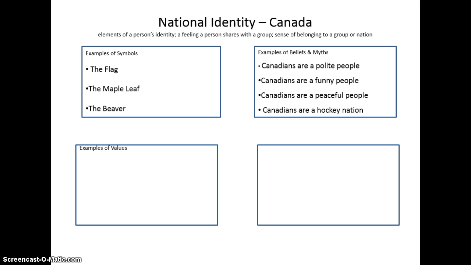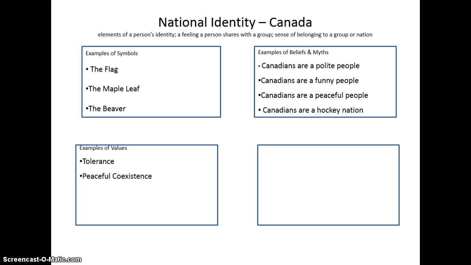How about some examples of values? What values do Canadians hold as being important and which form important elements of their national identity? Well, tolerance. Canada is seen as a tolerant nation. We accept diversity and we recognize it, and we tolerate differences among people.